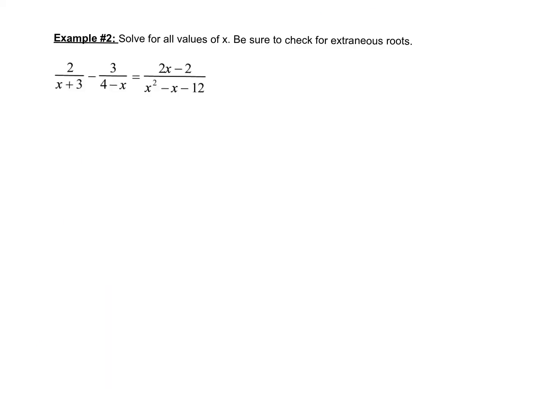All right, let's try one last problem. So directions are the same. Solve and check for extraneous solutions. So let's first find those undefined values.